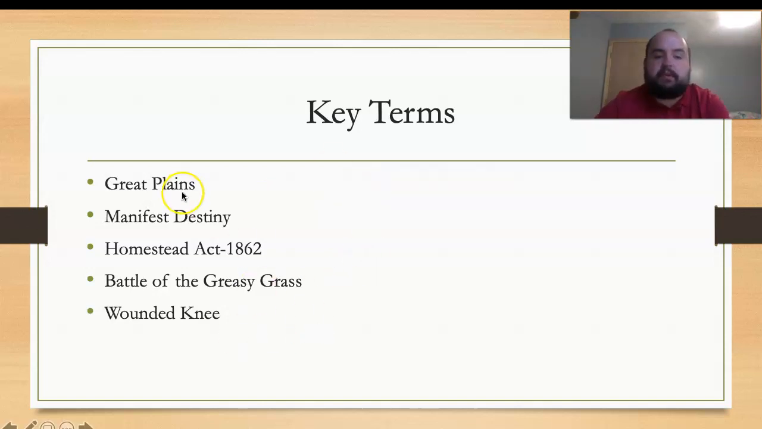Now, the main things we're going to look at today are the Great Plains. We're going to look at Manifest Destiny. We're going to look at something called the Homestead Act of 1862. We're going to look at the Battle of the Greasy Grass. And we're also going to look at something called Wounded Knee. So those are the main things you need to focus on as you're watching this lecture and going through your notes and all that wonderful fun stuff.